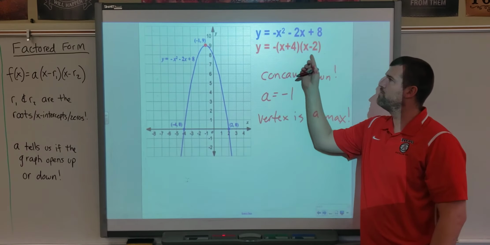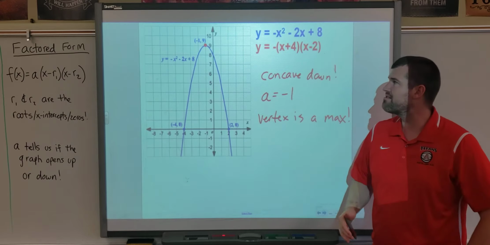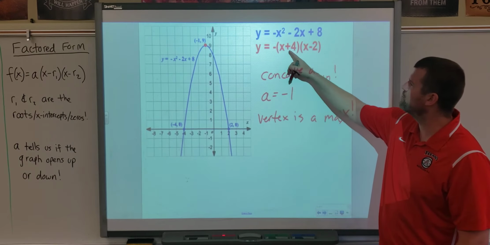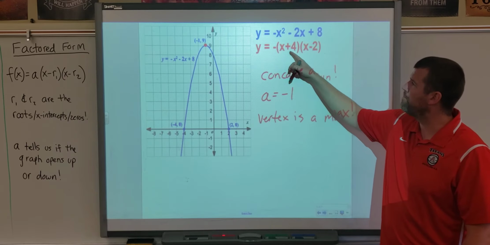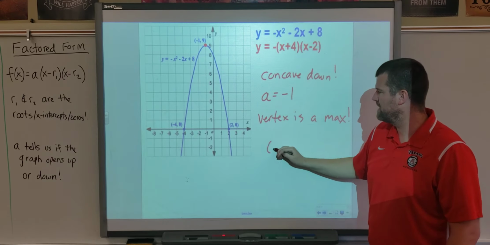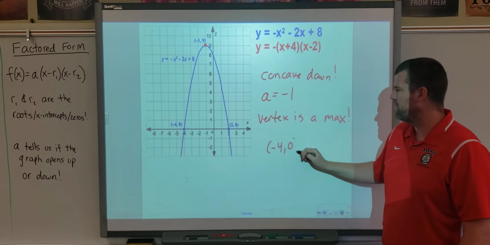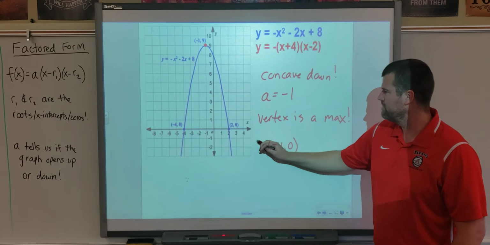And then our factored form gives us our two roots as well, which we know are going to be the opposite of whatever number is in here. So the opposite of positive 4 is going to be negative 4. That's going to be one x-intercept.